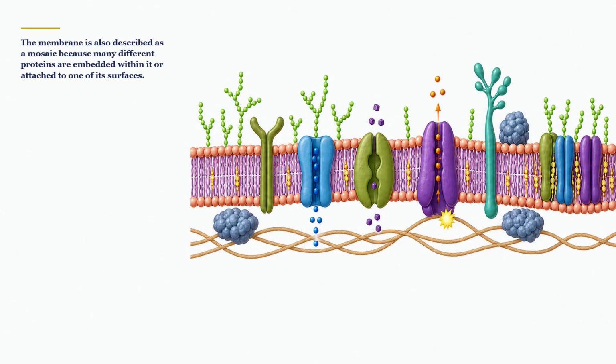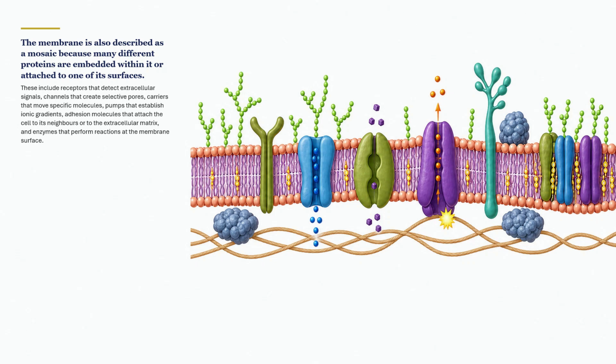The membrane is also described as a mosaic because many different proteins are embedded within it or attached to one of its surfaces. These include receptors that detect extracellular signals, channels that create selective pores, carriers that move specific molecules, pumps that establish ionic gradients, adhesion molecules that attach the cell to its neighbors or to the extracellular matrix, and enzymes that perform reactions at the membrane surface. The proteins are therefore not simply suspended decorations within the lipid bilayer. They are the working machinery of the membrane.